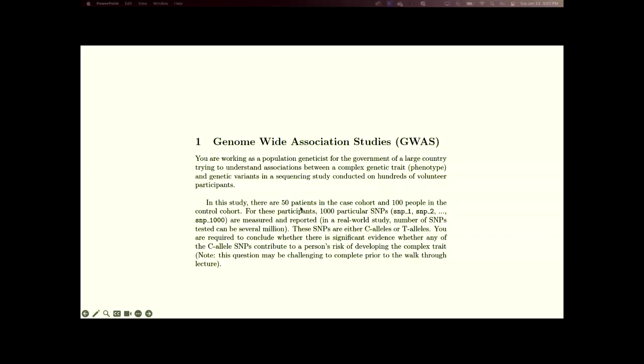In this study, there are 50 patients in the case cohort and 100 people in the control cohort. For these participants, 1,000 particular SNPs, this is way fewer than in the real world, SNP 1 through SNP 1,000, are measured and reported. In a real-world study, the number of SNPs tested can be several million. We call these SNPs either C alleles or T alleles. You are required to conclude whether there is significant evidence whether any of the C allele SNPs contribute to a person's risk of developing the complex trait.